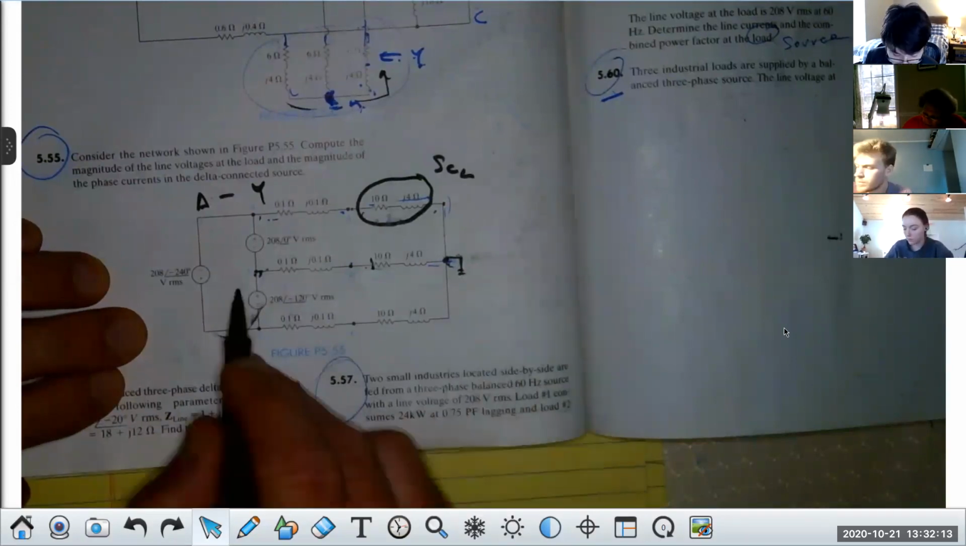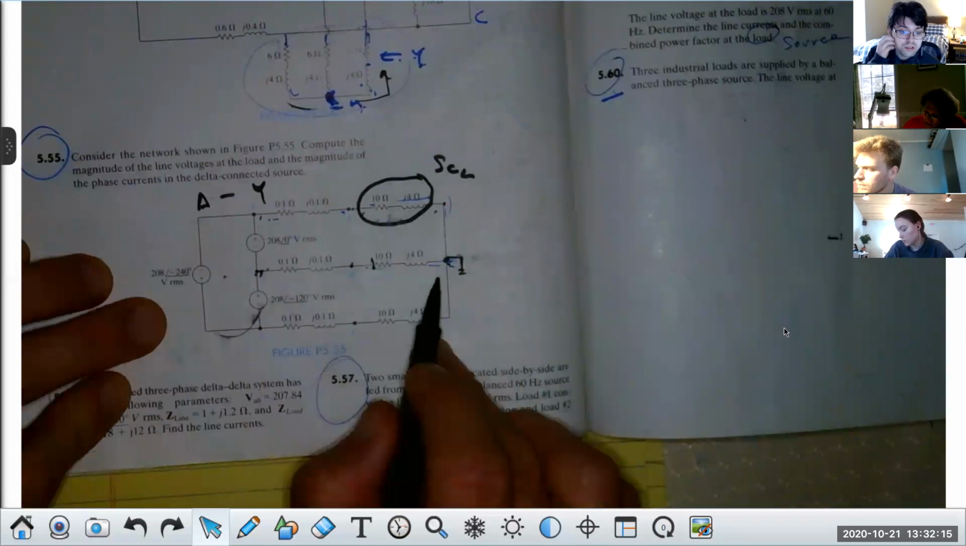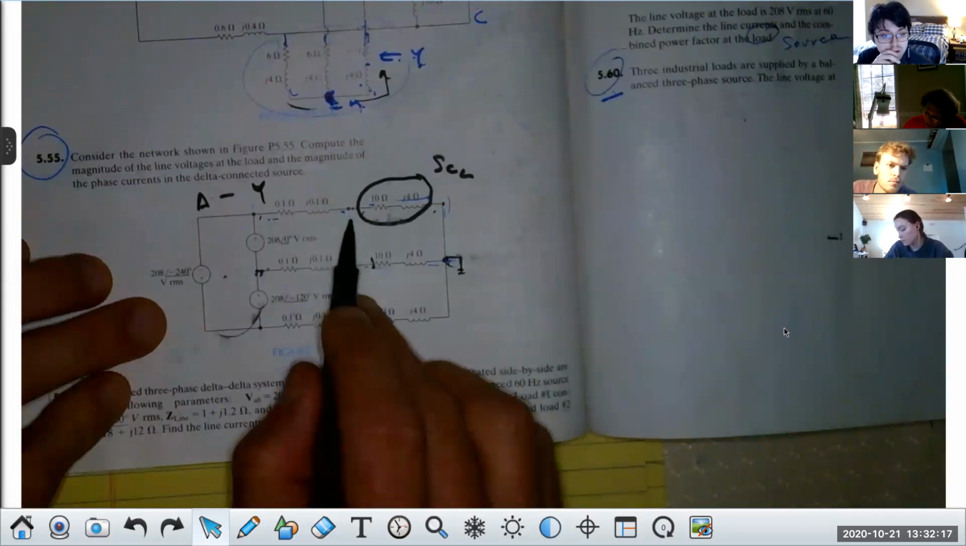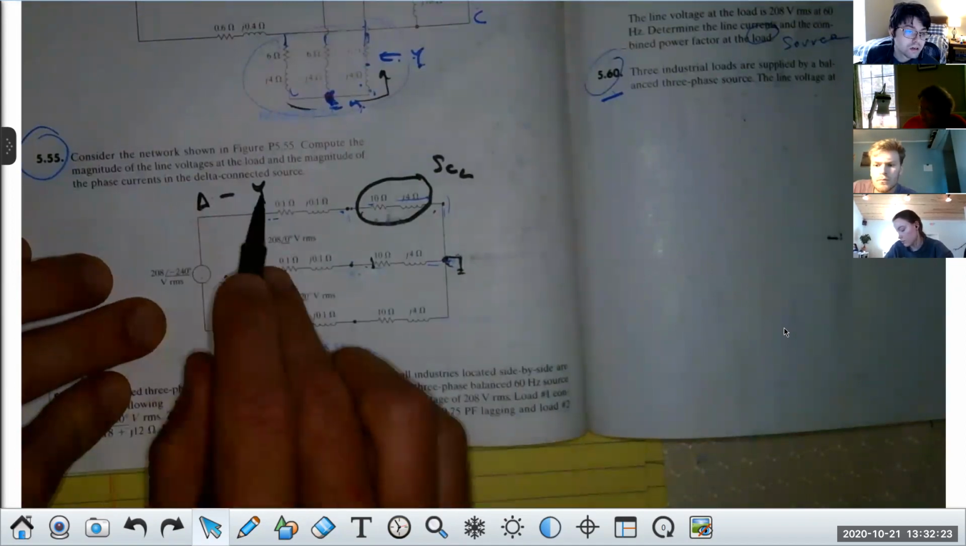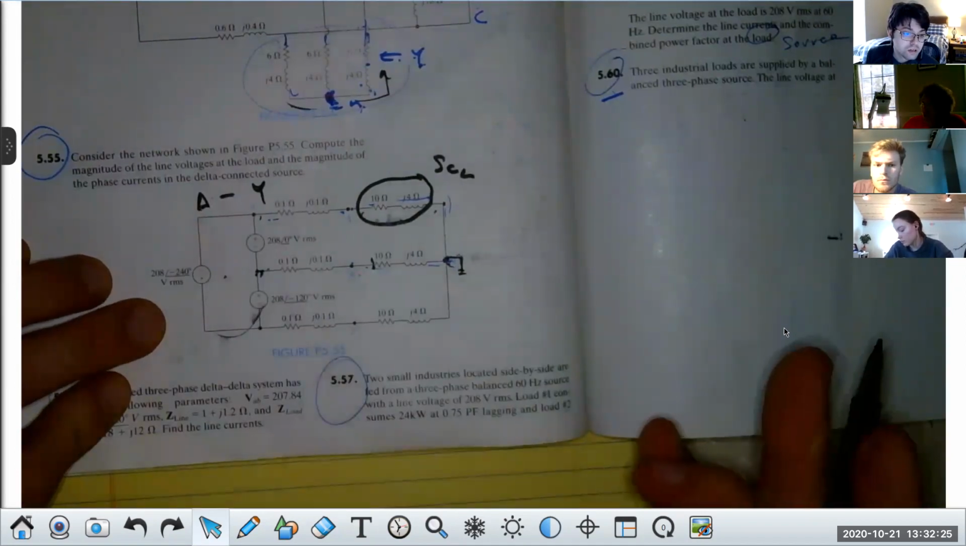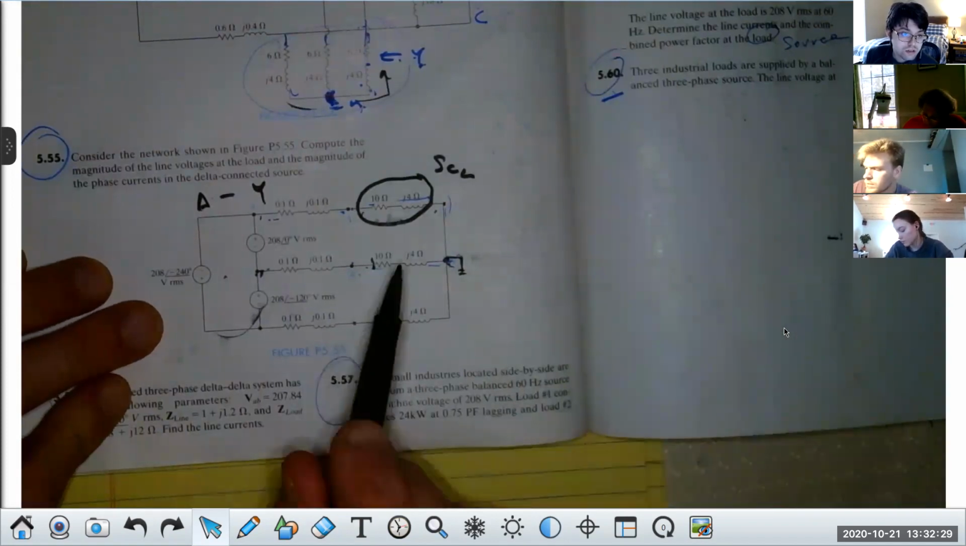Now, here it is a delta. Here it is a Y. This is the load. The capital A, capital B, and capital C are the various phases at the load end. Therefore, it's a delta-Y. Now, we always transform to YY, correct? I'm going to do this one. I'm going to do a few other things with this one.